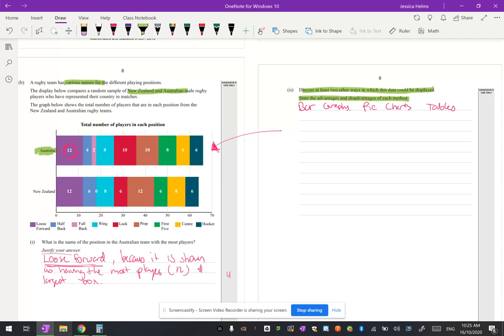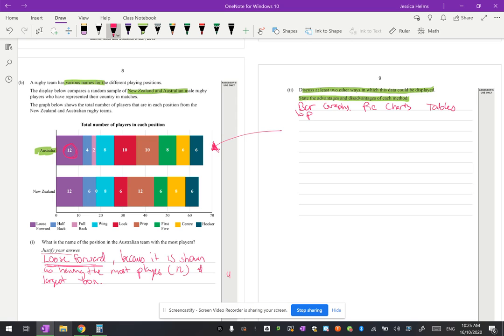So let's suggest something, and you'd have to have 2. So that one would be for Australia and one for New Zealand, or you can have them both on the same one, but just colored differently. And then you'd have here's your loose forwards, here's your loose forwards, here's your props and your props for each country. So you potentially could do that, but it may make it a little bit difficult in comparing together. Okay, so bar graphs.